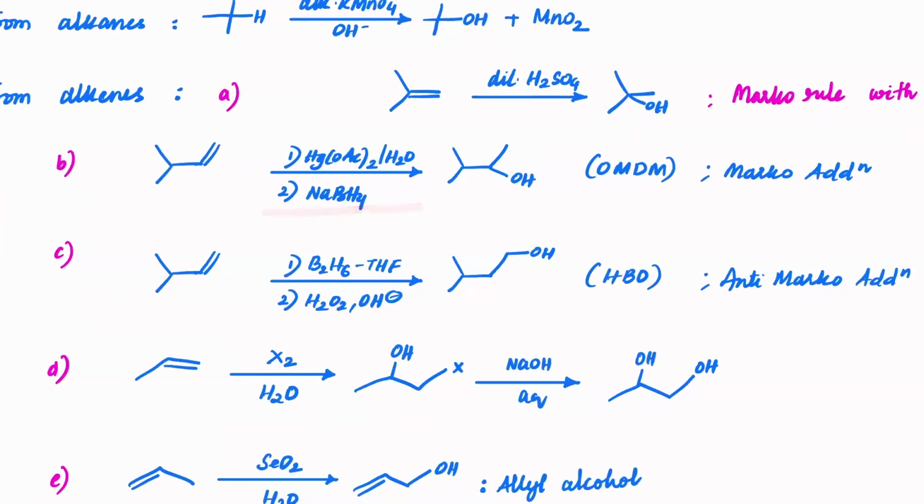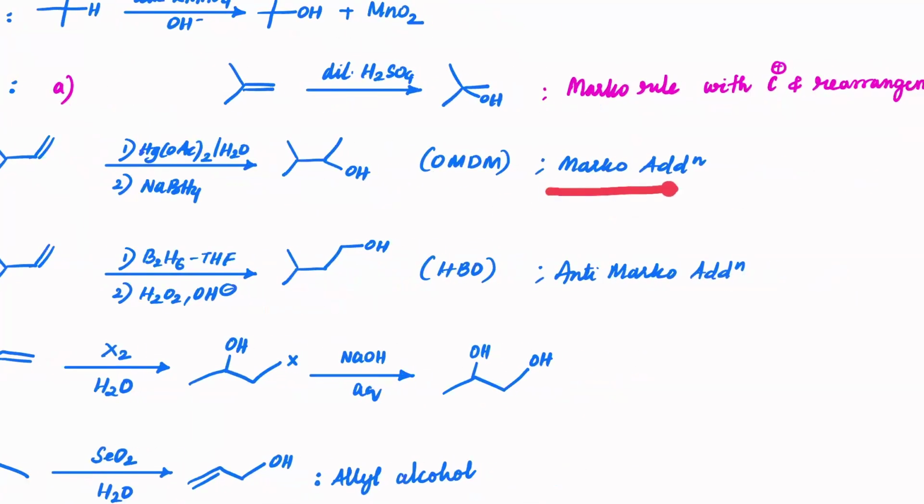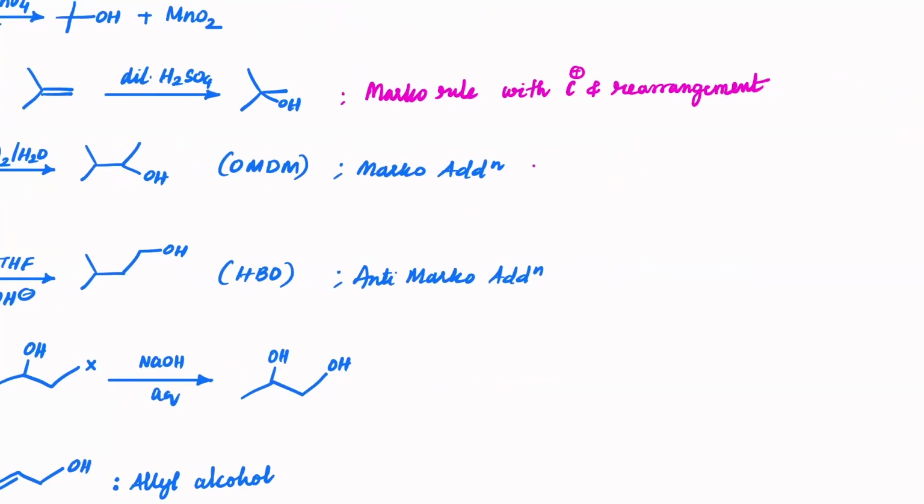Next, if you have oxymercuration, demercuration, here also we can have the same Markovnikov addition. Mercury will form a bridge, water will attack on the more substituted carbon, and then NaBH4 will give H minus here. So this is following Markovnikov's rule, right? And without carbocation and rearrangement.